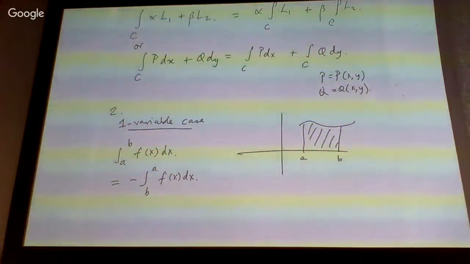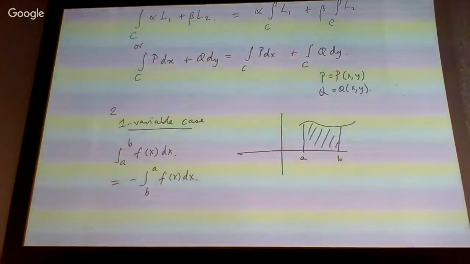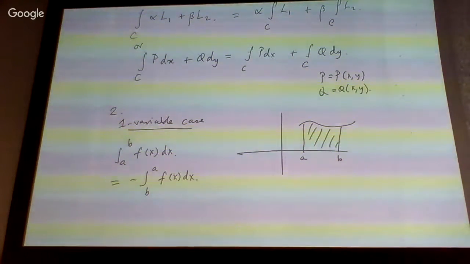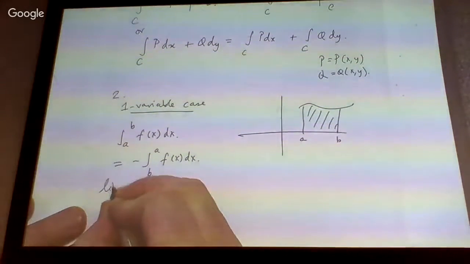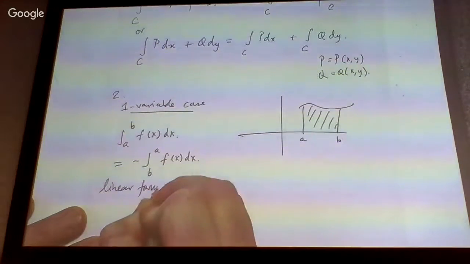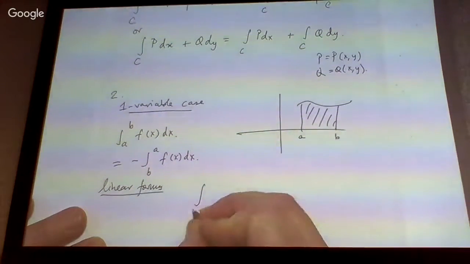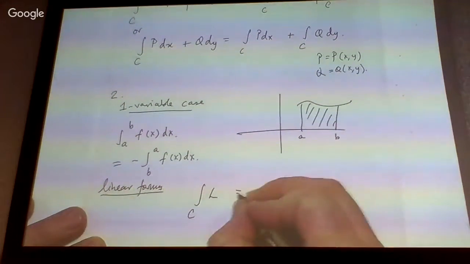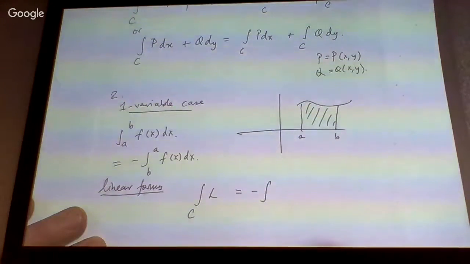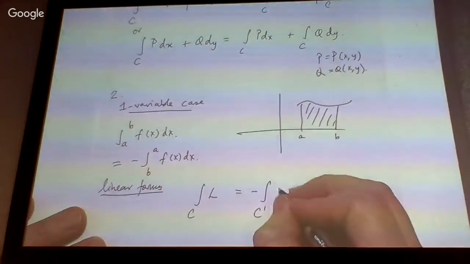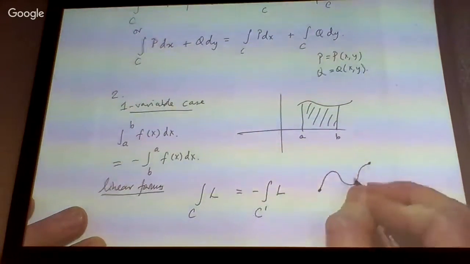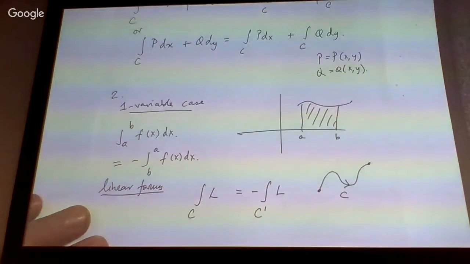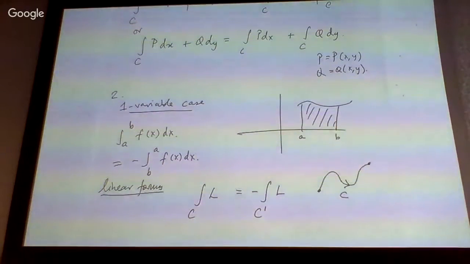So you have this relationship, and exactly the same thing holds in our current context of our integrals of linear differential forms. For our linear forms, we have that the integral along C of an L is the negative of the integral along C prime of L. So your C might be a curve from this particular start point to that particular end point.